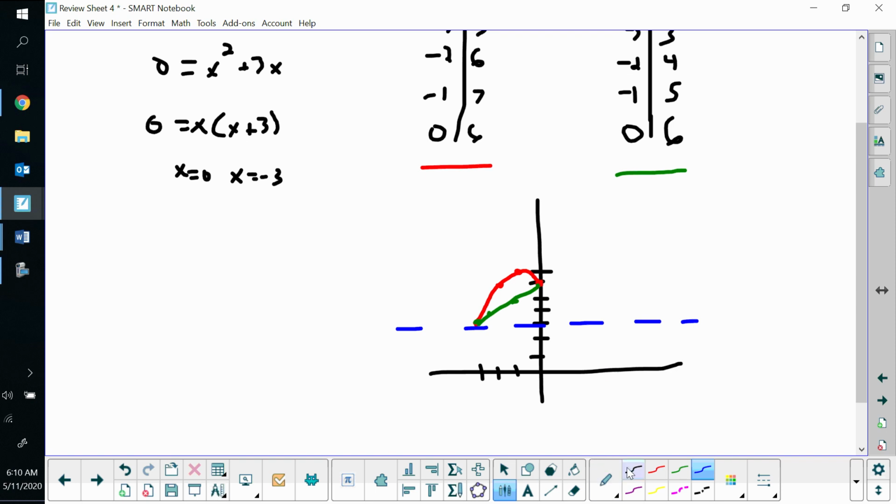So disks is ruled out because there's a gap in between. Washers will work because the outer function is consistent, the inner function is consistent. Shells will not work because if you draw the slice parallel to what we're rotating around, in this red part here, the slice would be hitting the same function on either side. So washers is our only option here.